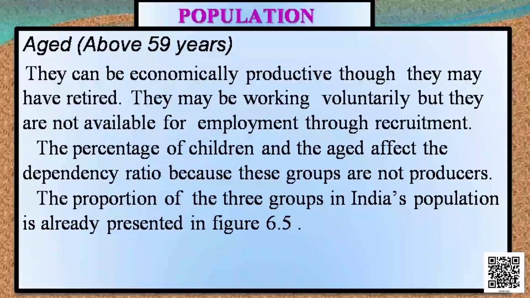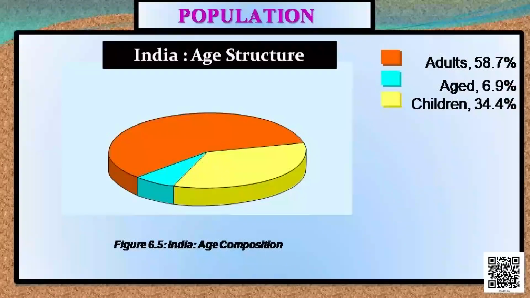The proportion of the three groups of India's population is already presented in figure 6.5. You can verify and check it.